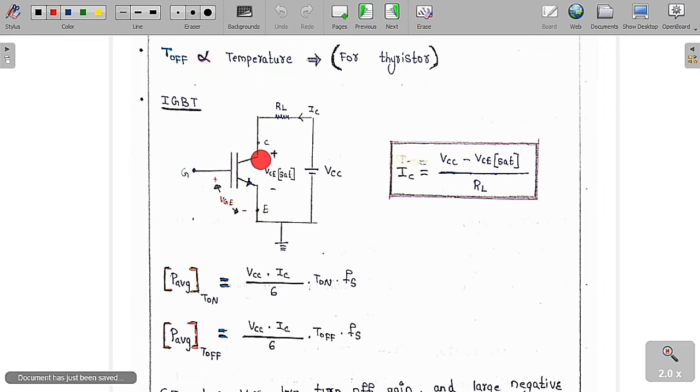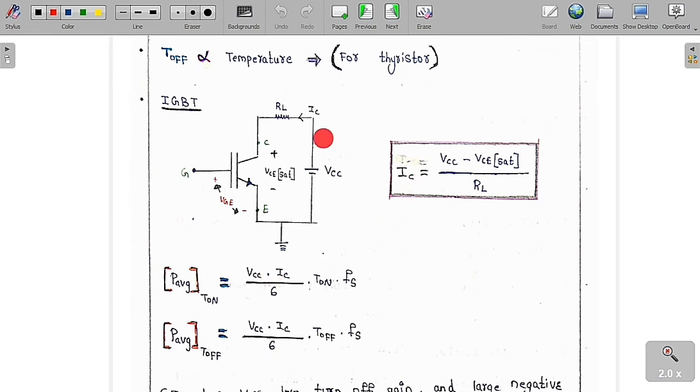Suppose there is an IGBT. This is the gate, this is the collector, and this is the emitter. This is the symbol of an IGBT. This is plus or minus VGE, this is plus or minus VCE saturation voltage. This is a load resistor RL, and this is the supply voltage VCC. Here I want to find the average amount of power loss during the turn on.